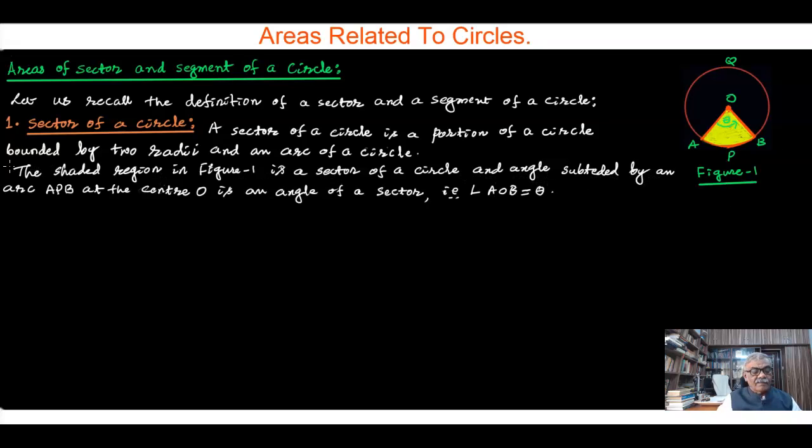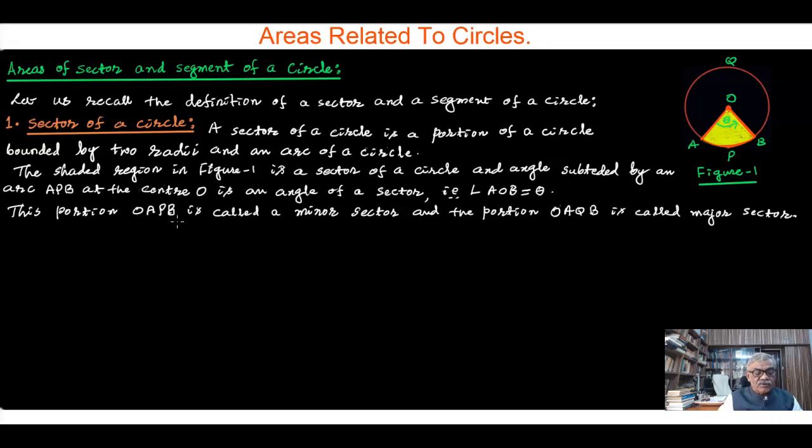The angle subtended by the arc APB at the center O is called the angle of the sector, that is angle AOB. It is given by the symbol theta. And this portion OAPB is called a minor sector, and this portion is called a major sector.